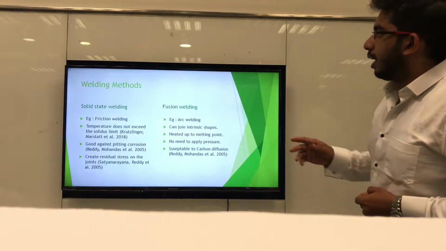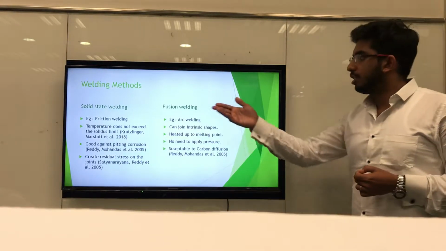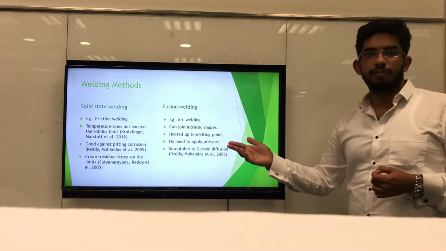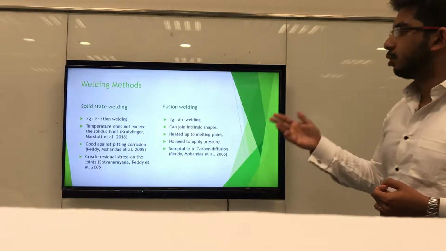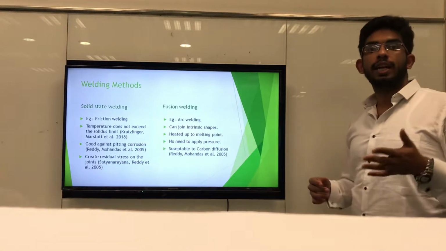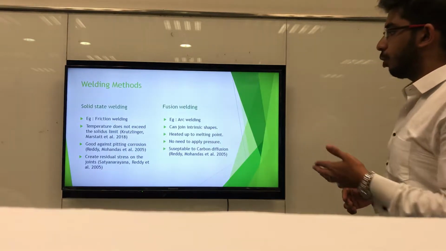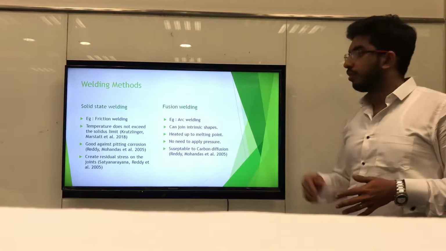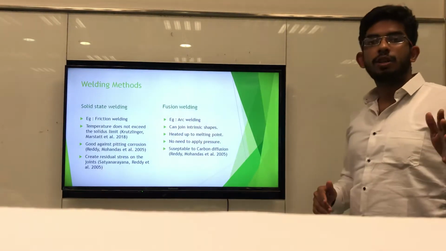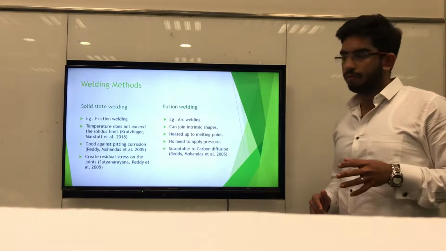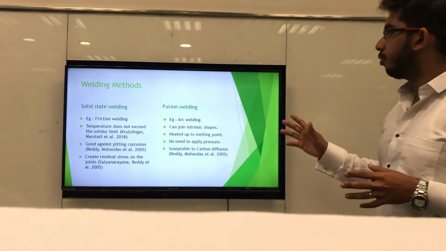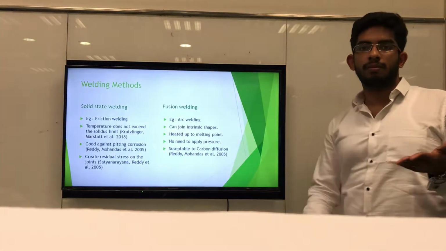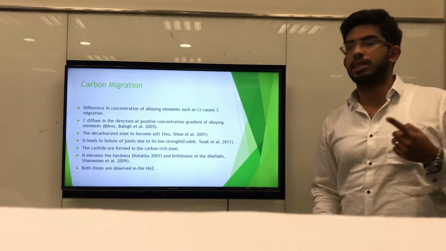The welding methods can be categorized into two: solid-state welding and fusion welding. Consider friction welding. The temperature does not exceed the solidus limit, and it is good against heating corrosion, but it can create residual stresses. Whereas with fusion welding, it does not limit the shape of the weld, and there is no need for applying pressure. It is heated up to the melting point. But one of the major problems is carbon migration.